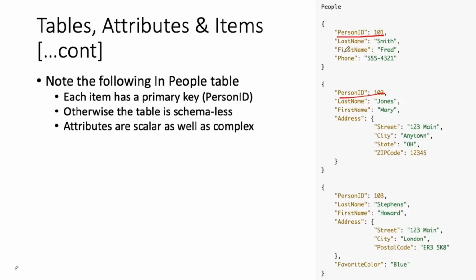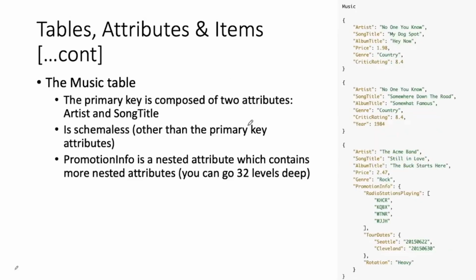Also, you can see the values are scalar. So this is scalar, but then you are also seeing complex values. For example, in case of address, this is a complex value. So DynamoDB supports both. This is another example of another table which is representing music. One different thing to note here is that it has two primary key attributes, the artist and the song title. So in all entries, you're going to see that these two attributes would always be available.